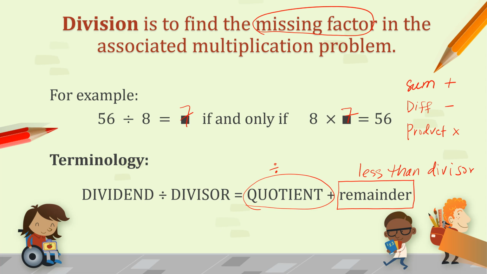Hopefully your problems are nice, meaning there is no remainder. But if you are left with something in the end that is less than the divisor, then your answer will have a remainder. Again, the answer to a division problem is called the quotient. So 7 is the quotient of 56 divided by 8.